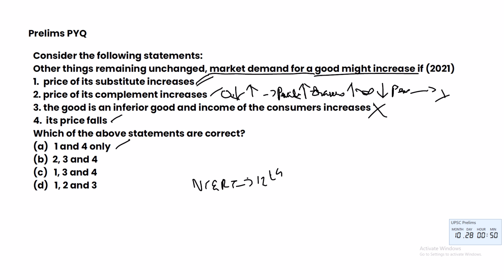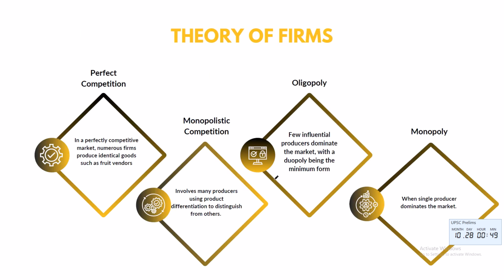So let's look into the next topic, which is the theory of firms. Perfect competition. In a perfectly competitive market, numerous firms produce identical goods such as fruit vendors, with no barriers to entry or exit, and producers and consumers possess perfect market knowledge. Yes, there are many fruit vendors around our local area. Everyone has almost the same fruit. So there is always perfect competition between them.